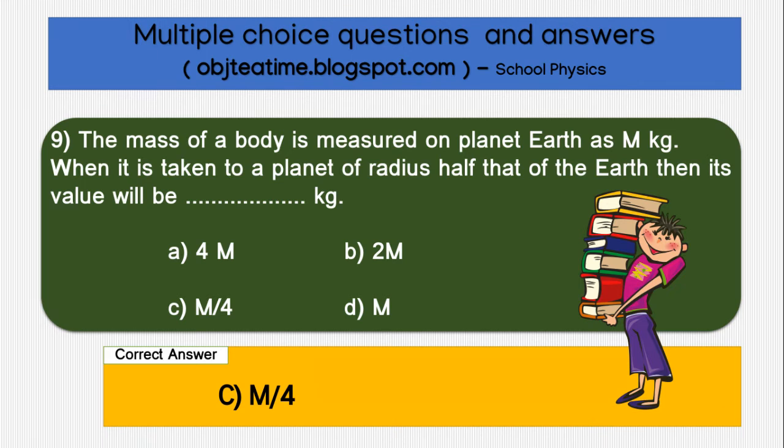Students, listen to me. I will read the question once again. The mass of a body is measured on planet Earth as m kilogram. When it is taken to a planet of radius half that of the Earth, then its value will be dash kilogram. The correct answer is m divided by 4.